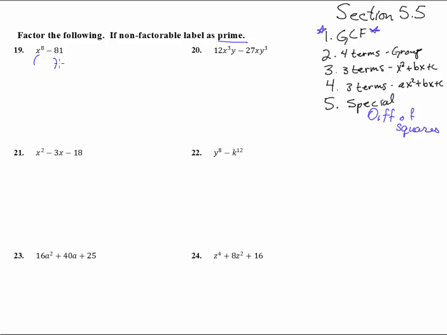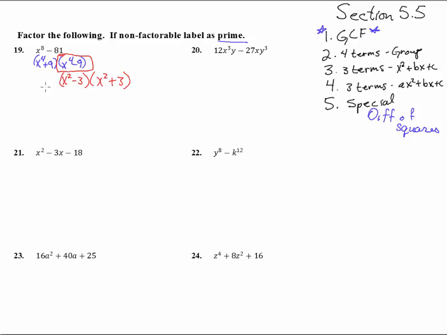So this is going to break up into x to the 4th plus 9, x to the 4th minus 9. Good. Oh, look at this. We have two binomials. This one is now a sum of perfect squares. Can't go down anymore. But this one is a difference of squares again. So I'm going to kind of box this guy so we can see what that comes out to be. This is a difference of x squared squared and 3 squared. So this is going to break up into x squared minus 3 and x squared plus 3.